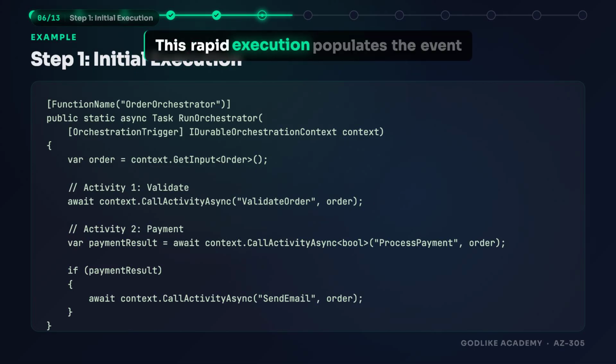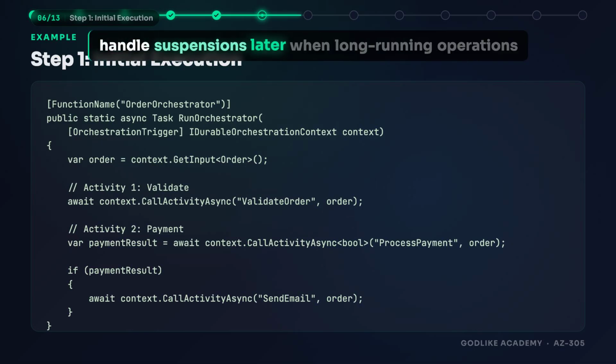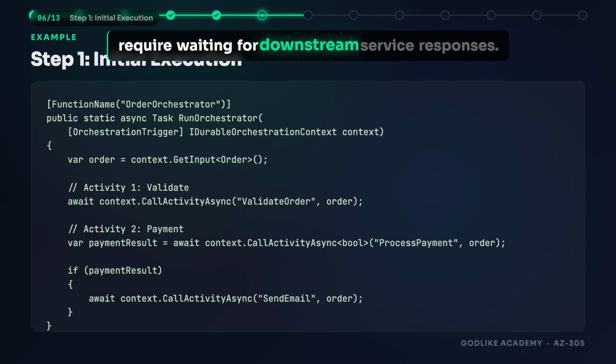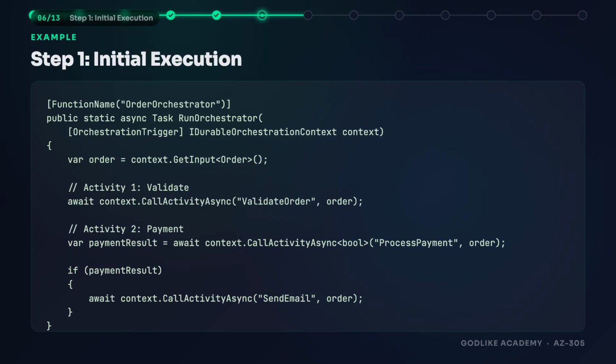This rapid execution populates the event history with sequence numbers and status updates, preparing the state machine to handle suspensions later when long-running operations require waiting for downstream service responses.